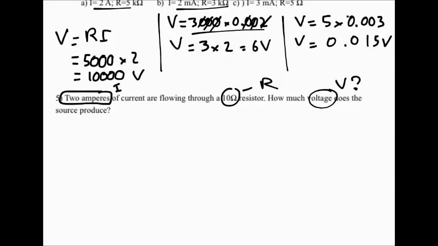V. So V is equal to Ri. So V is 10 times I, which is 20 volts.